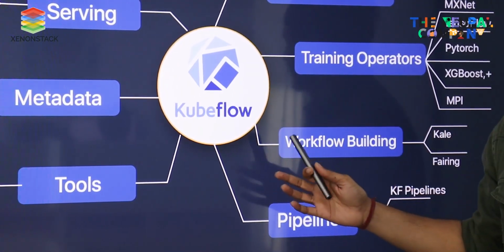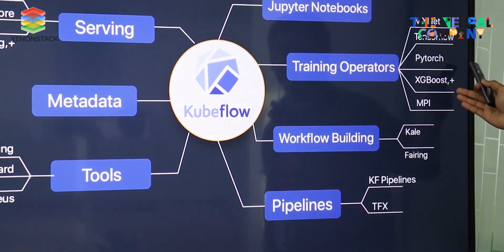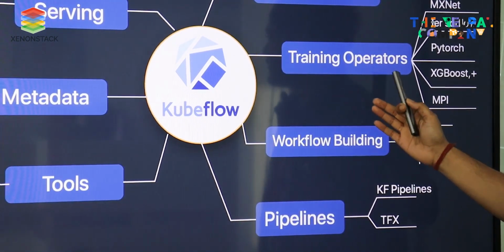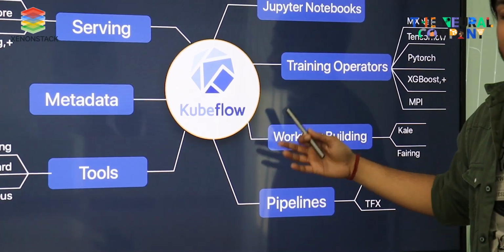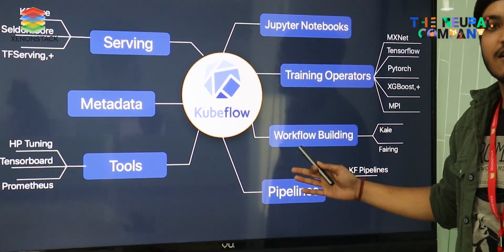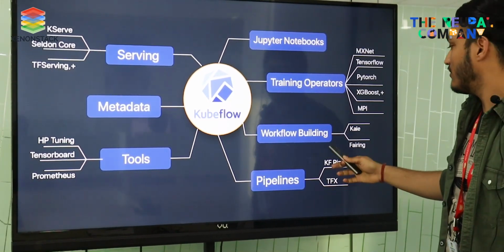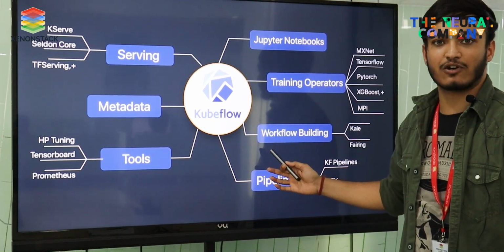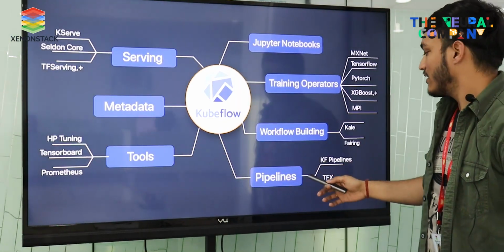What are the training operators? We can see the training operators are MXNet, TensorFlow, PyTorch, and MPI. There are lots of options in this tool. These training operators help us to train and develop our models for further scenarios. The third thing is workflow building. What is workflow building? There are two options, scale and pairing. Whenever we are making our ML pipeline workflows, it builds our ML workflows.